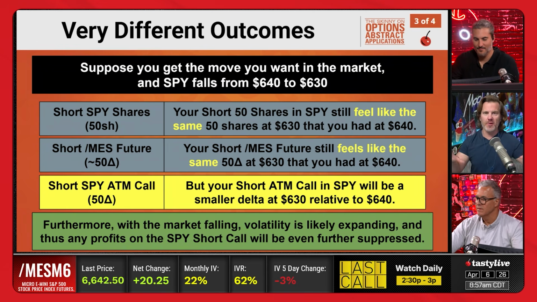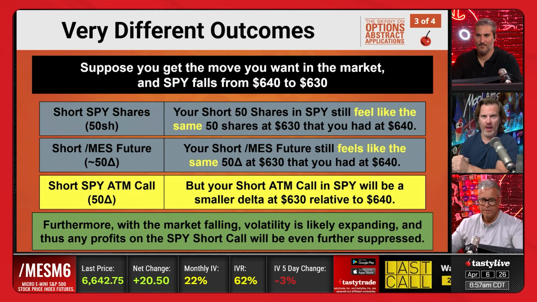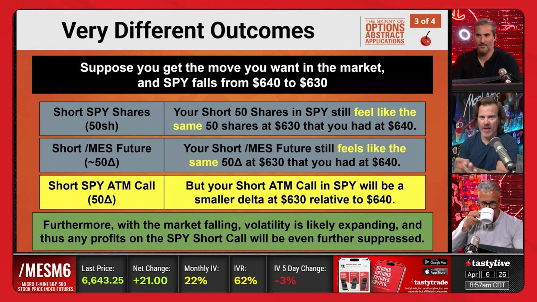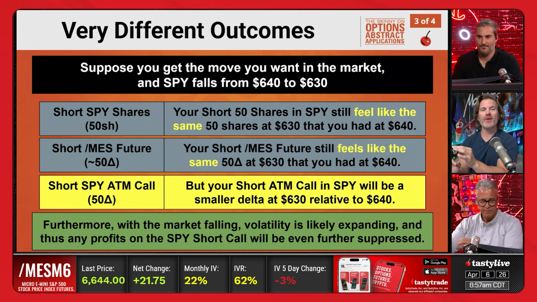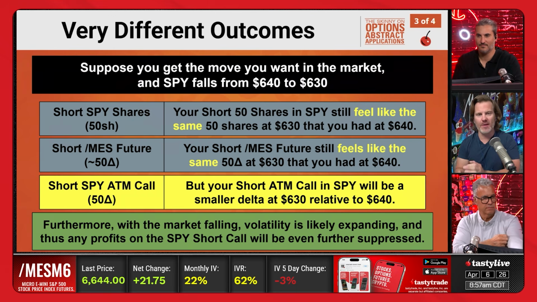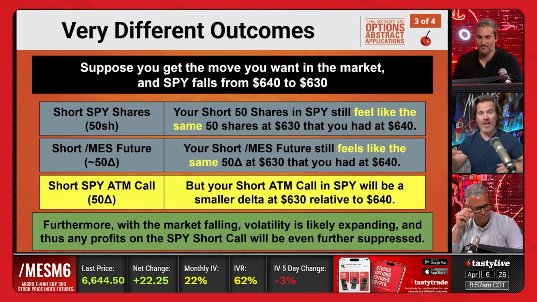Okay, let's make sure we understand these three positions are not going to behave the same way. So number one, my short shares in SPY. On the move from 640 to 630, those deltas are not going to change. Those deltas are not going to be impacted by volatility. Those deltas are static in every sense of the word. So you're going to get quote unquote paid for every dollar that stock drops or that the index goes down. You get paid dollar for dollar. That is the nature of static delta.